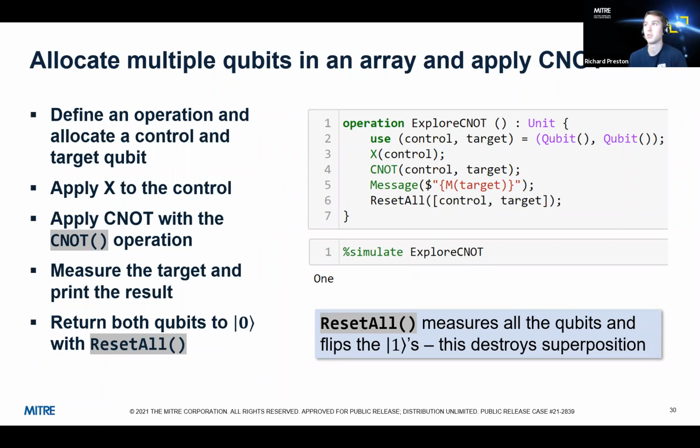Okay, how are people doing on the CNOT? This one is straightforward. Hopefully you understand that since the first qubit is a 1, we're just going to flip the second one, because that's how CNOT works. If the first is a 1, apply X to the second. All right, we good on this one? Give me a thumbs up or thumbs down or something.